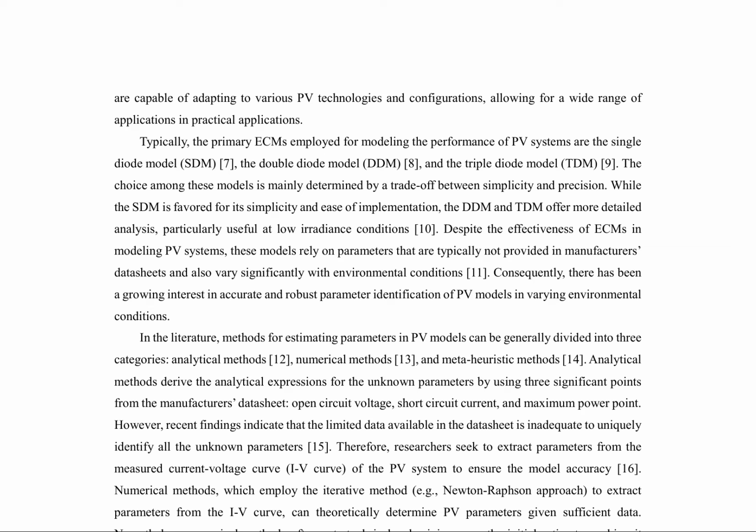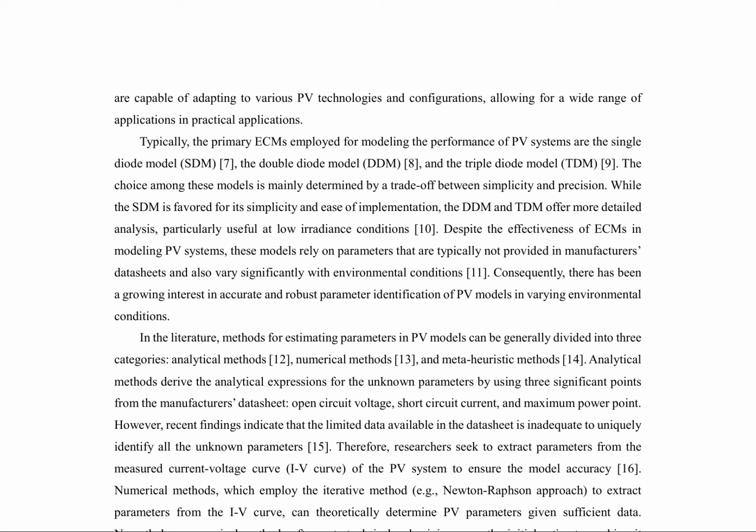Accurate parameter identification is crucial for photovoltaic (PV) models, particularly in varying environmental conditions. However, existing models, such as the single-diode, double-diode, and triple-diode models, rely on parameters not always provided in manufacturers' datasheets, limiting their accuracy. To address this challenge, robust methods are needed to estimate these parameters.